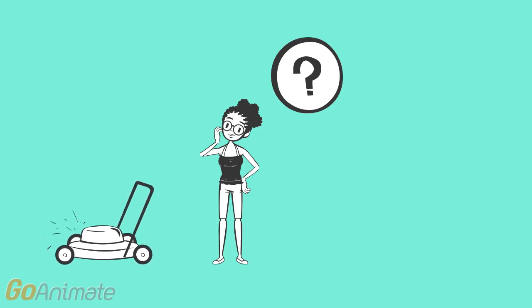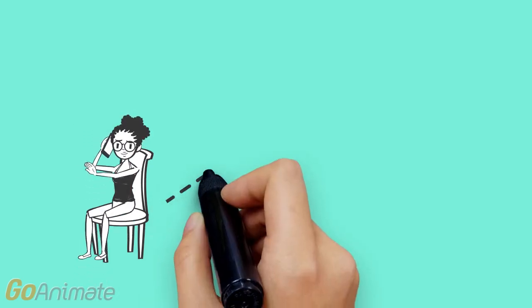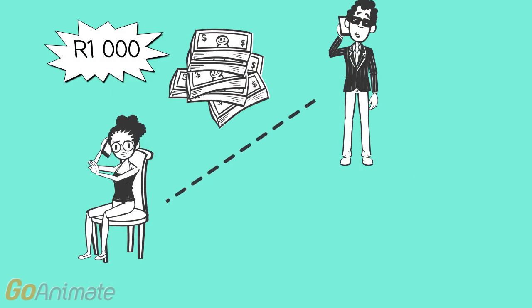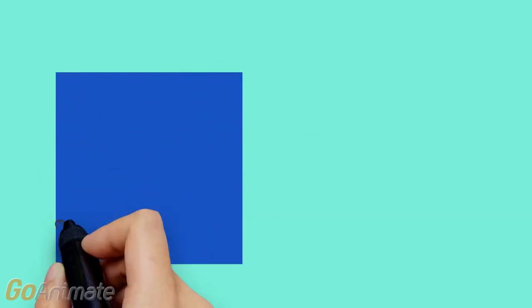She realizes she needs cash to buy petrol, and she also needs clients to cut their lawns. So Nandi decides to phone her Uncle Bob, and he kindly agrees to lend her 1,000 Rand. Uncle Bob is also very supportive and says he will ask a few of his friends to let Nandi cut their lawns for them. Nandi opens a bank account for her business.